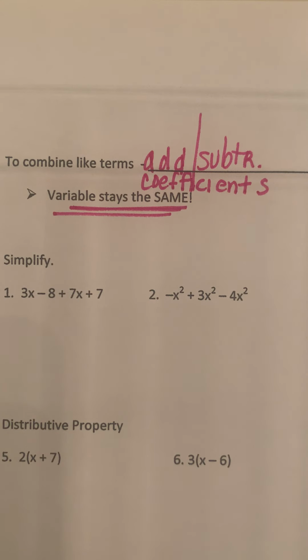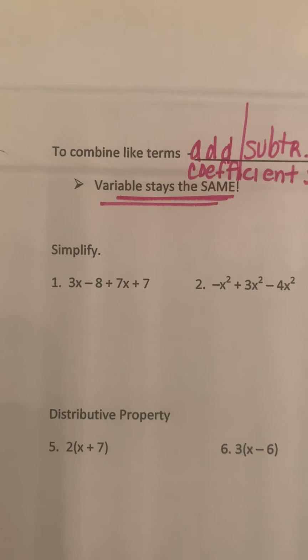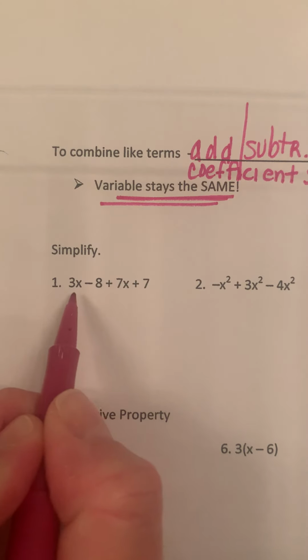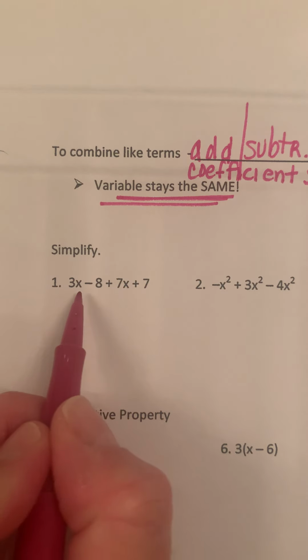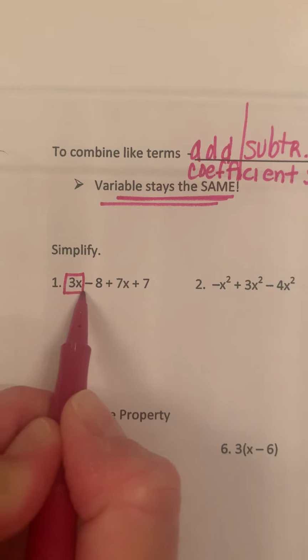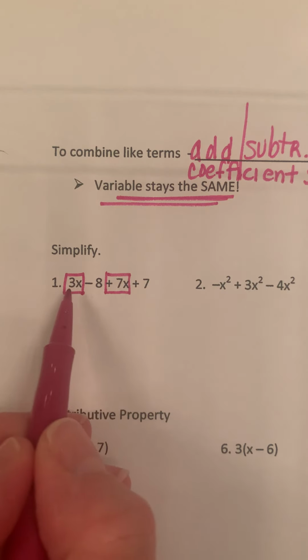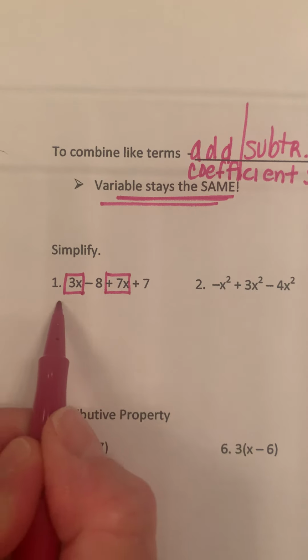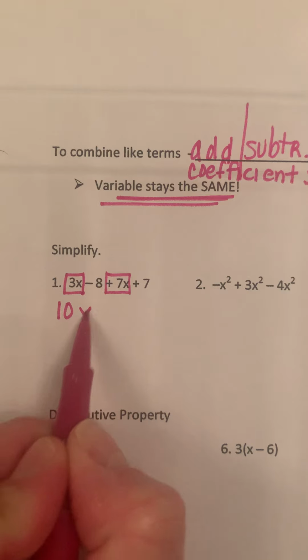Okay, so the next part, if you have different color pens, which I only have 2 different here, it might help you. So you have to look for the like terms. So for here, if you don't have different color pens, you can underline one, circle the other, it doesn't matter. So I have 3x and a positive 7x. You take that sign in front. So 3 plus 7 is 10. The x, the variable, stays the same.